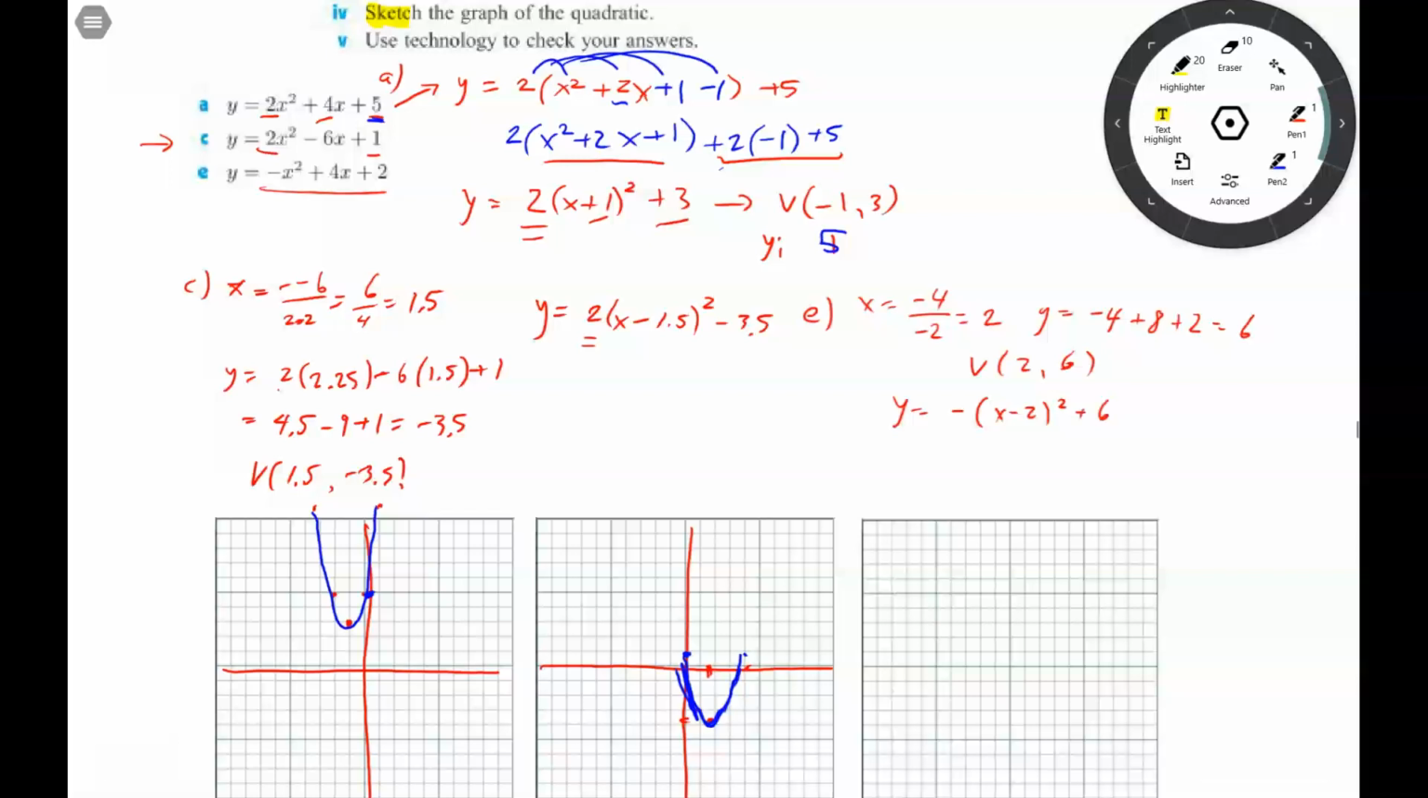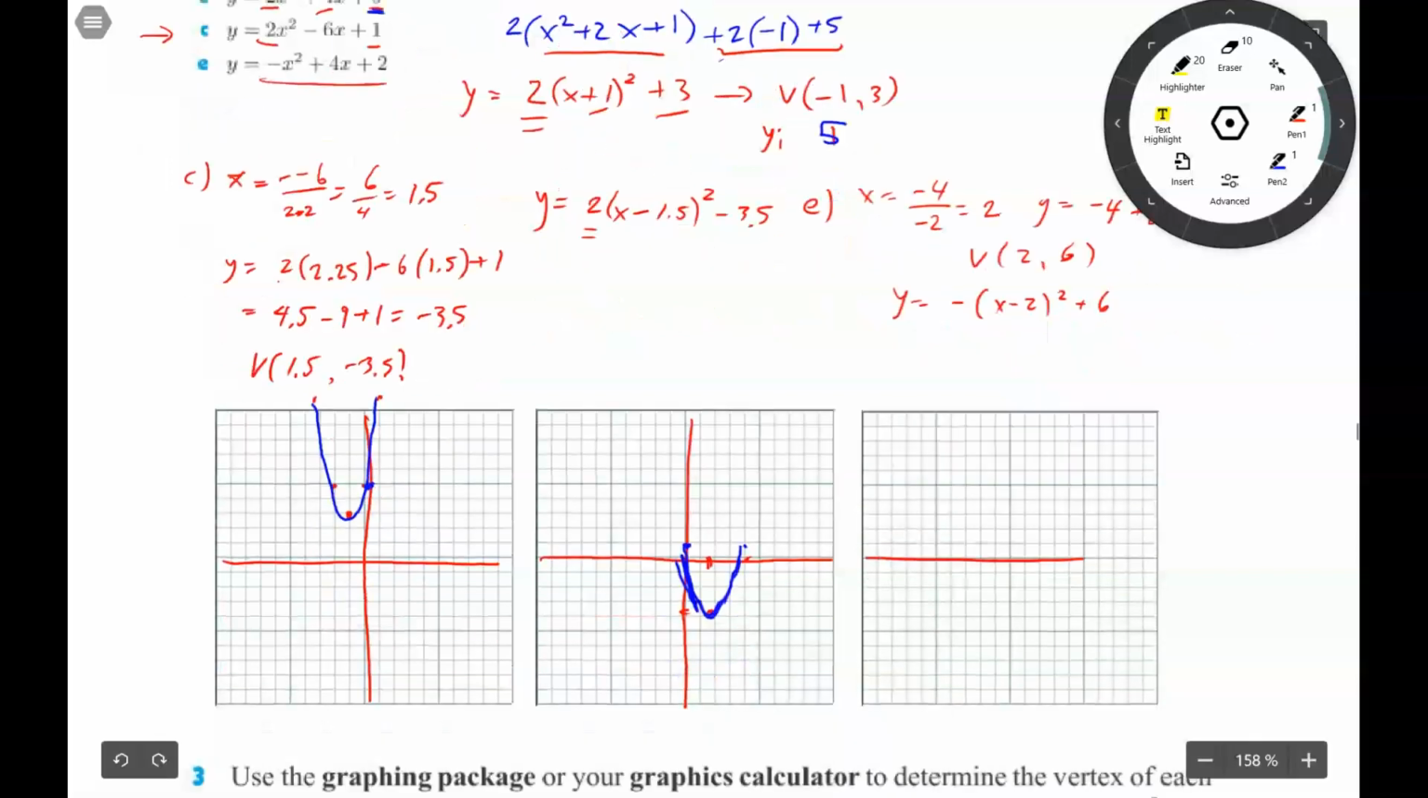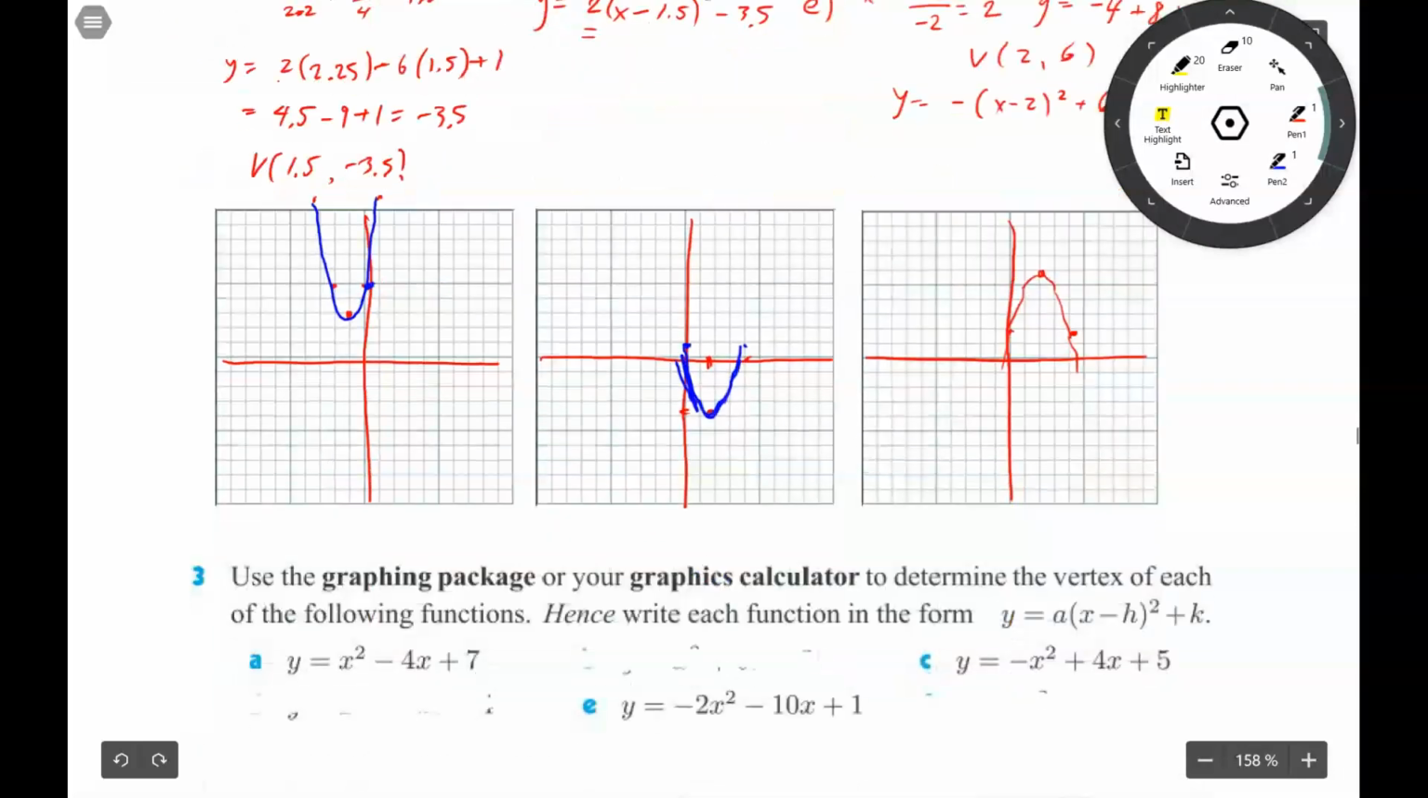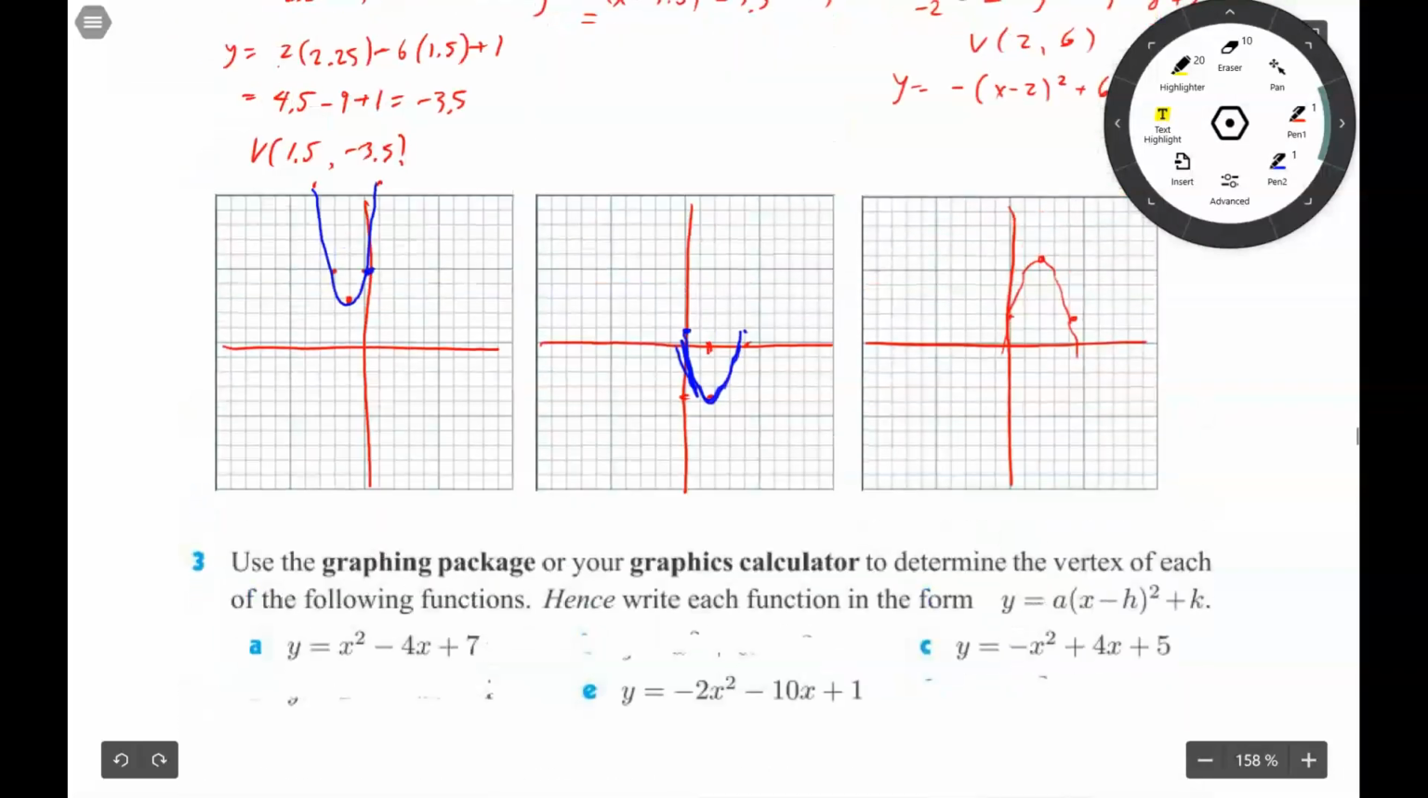And let's see, we're going to graph this. The vertex is going to be at 2 comma 6. And it opens down, and its a value has absolute value 1, so it's going to be about like that. Okay. All right. Oh, we did not do a calculator verification.